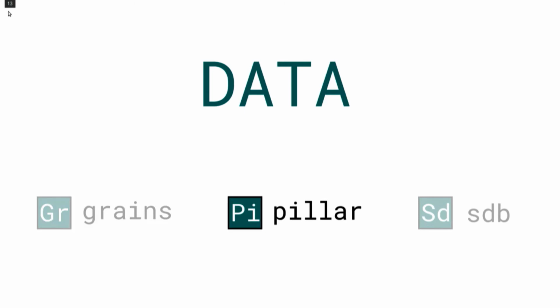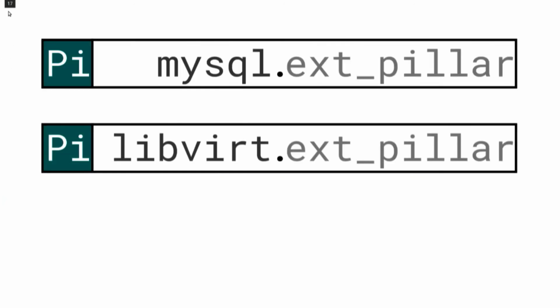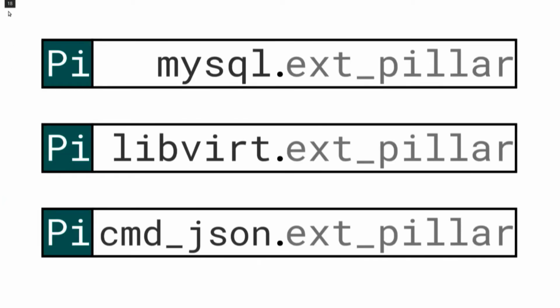Next, we're going to talk about pillar data. Now, pillar data is primarily for master consumption because the master is the authority on pillars. So these are things like talking to MySQL, libvirt, or even external commands. Anything where you want the master to be the only one that has access to whatever system you're querying, and you want the master to be the authority so that nobody can lie about it.